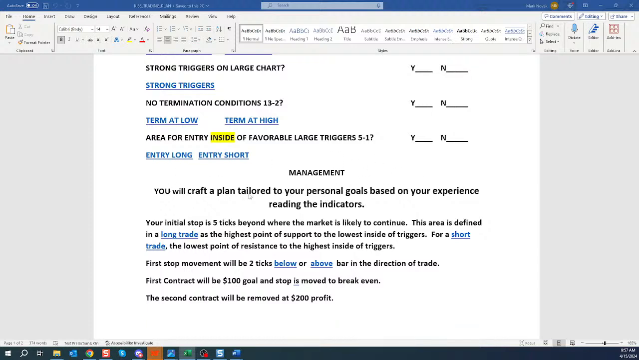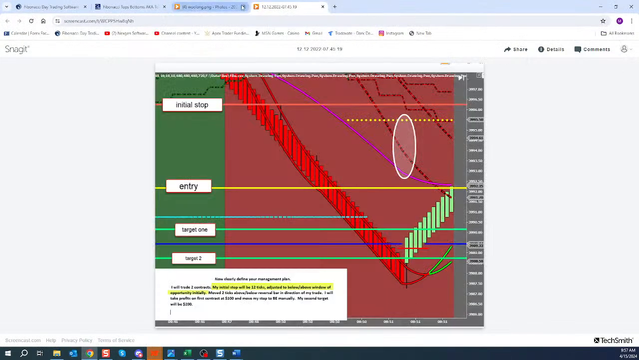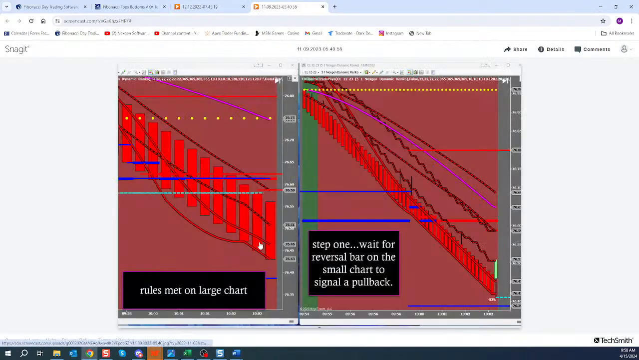But you will craft a plan tailored to your personal goals based on your experience reading the indicators. As you become a chart reader, when you can incorporate those chart reads rapidly and efficiently, guys, you're going to change your management plan dramatically. So in the beginning, your management plan revolves 100% around entering where the market is most likely to continue, getting in at the bottom of that window of opportunity for this short trade, and not getting in because you hoped that it was going to work or you wanted it to work or you wished it would work, but because you had odds favorable momentum, because you had a clear path.